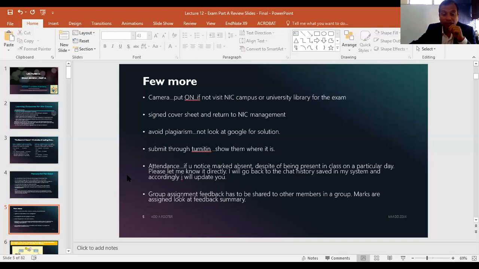Okay, something regarding the attendance, I will suggest everybody individually go through the Moodle, and in case you notice that I marked you absent despite you being present in class on a particular day, if you remember, then please let me know directly. I will go back because I have the chat history saved in my system, so accordingly I will update.